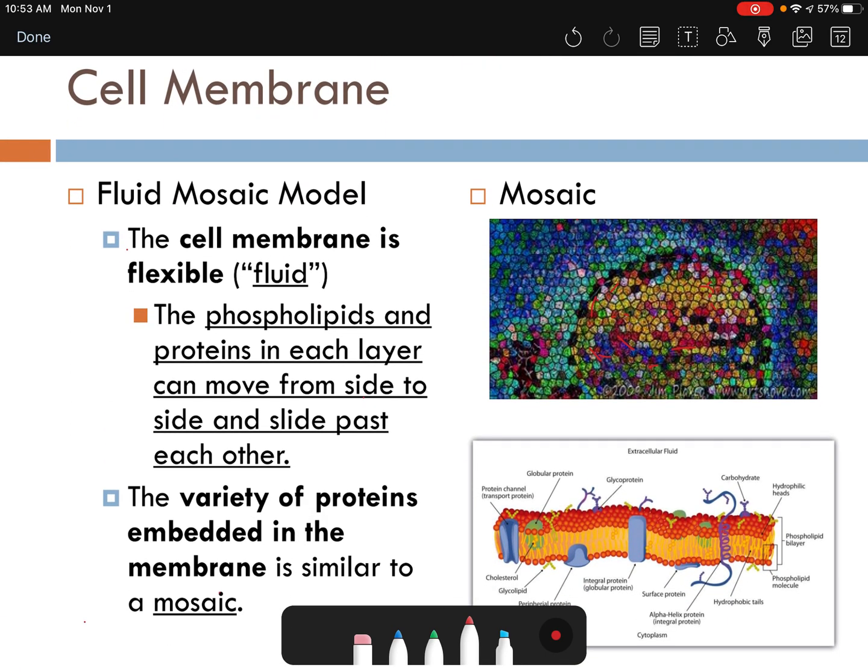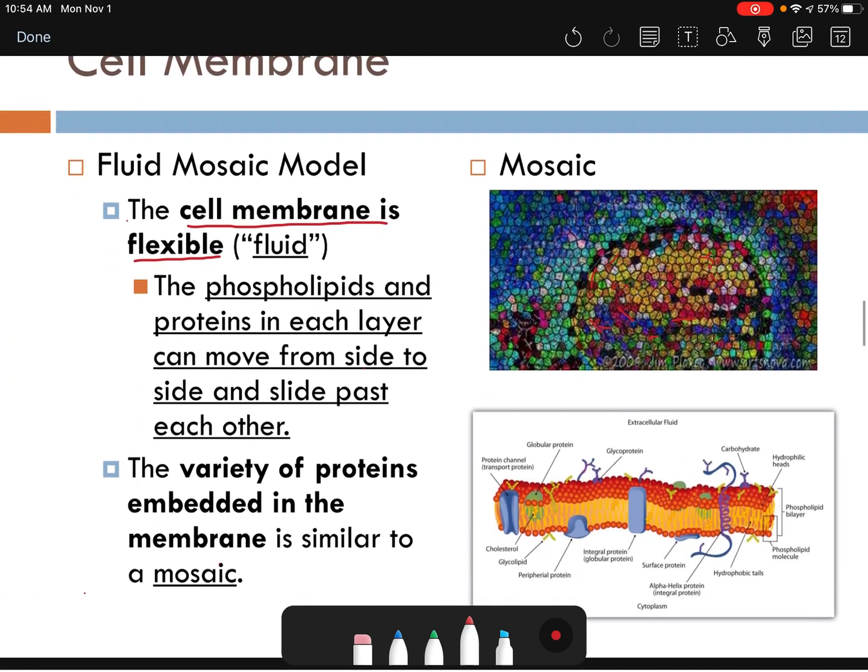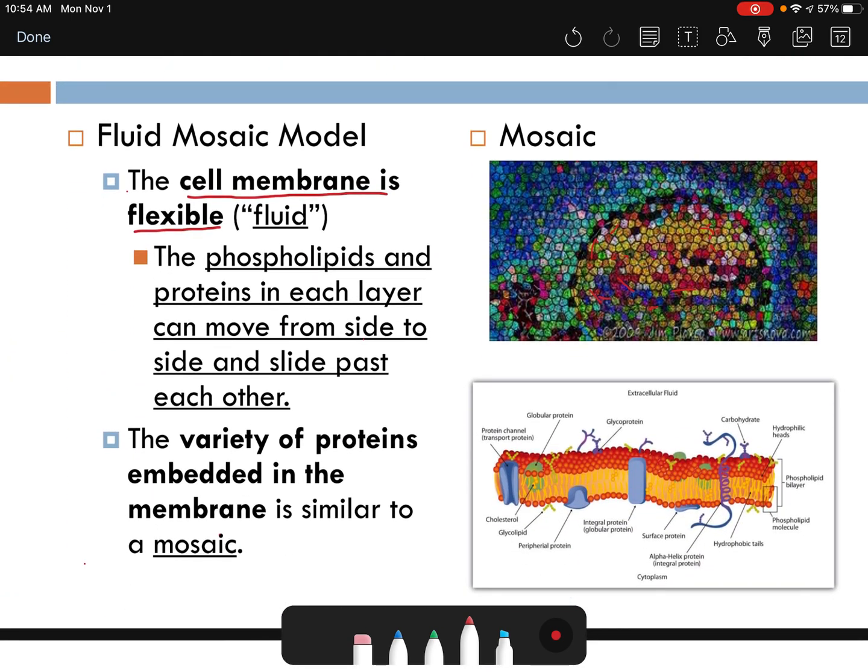Now, we say that the cell membrane has a fluid mosaic model, okay? The cell membrane is flexible. That's the fluid part. Those phospholipids and proteins in each layer, they can kind of move around from side to side and slide past each other. They're not fixed in one spot. So if you look back here, these phospholipids can slide around right here, and one can move over here, one can move over there, and so on. They're going to still keep their arrangement with the tails facing each other and the heads facing out and in where the water is, but they can slide past each other. They're not fixed in one spot and frozen there. So that's the fluid part.